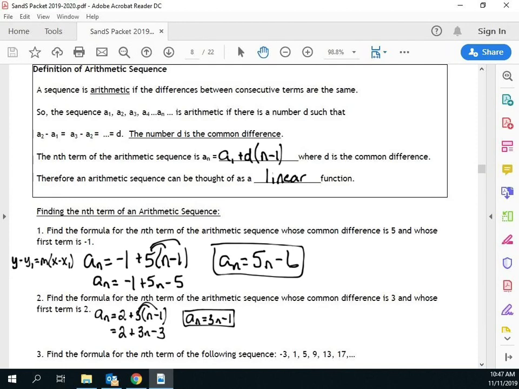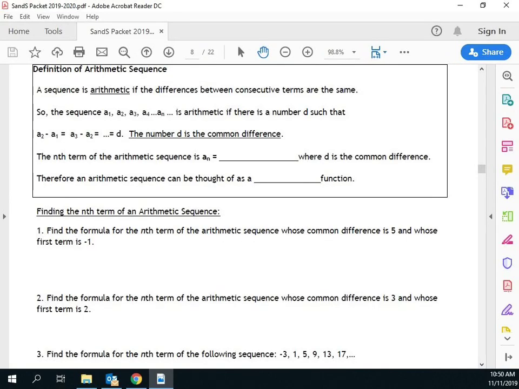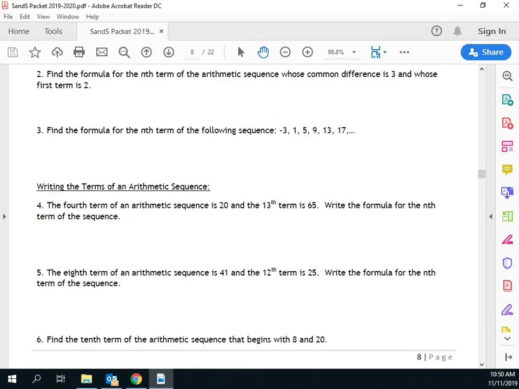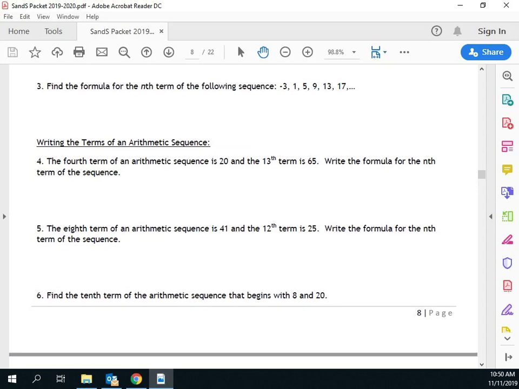And now we go on and look at the next one. So the next one says, find the formula for the nth term whose sequence is, and now they give you the sequence, and now you need to go ahead and find the parts. And the two parts we need to know is that common difference.